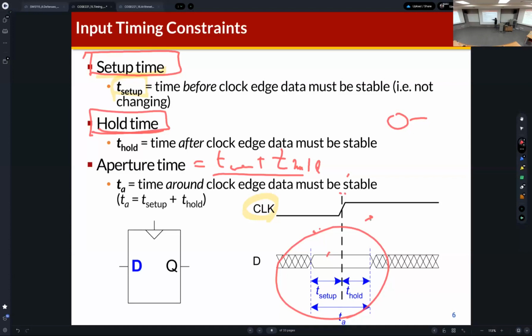This is the setup time. The input signal needs to be stabilized before the setup time, before the rising edge of the clock. Also, this input signal needs to be maintained, kept after the rising edge of the clock for the hold time. So you need to remember this definition of setup time and hold time.